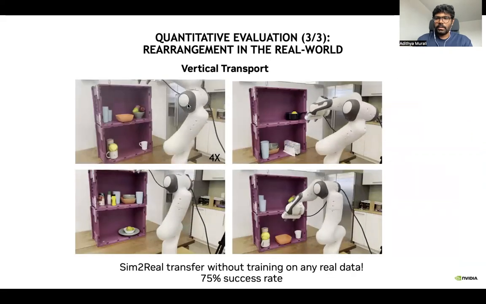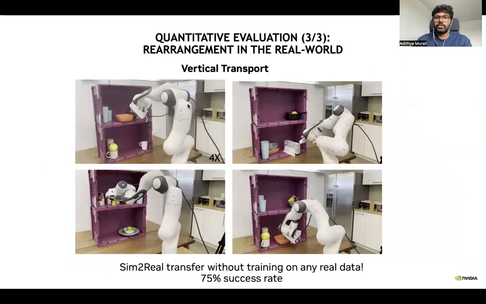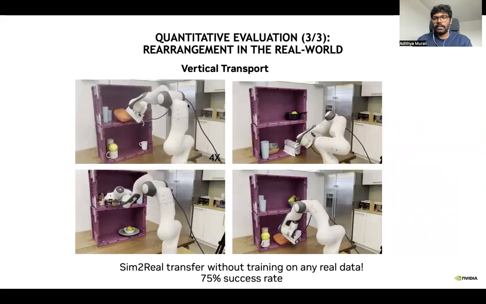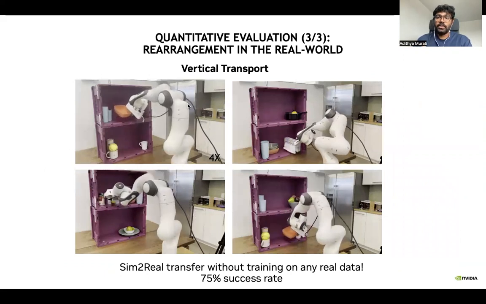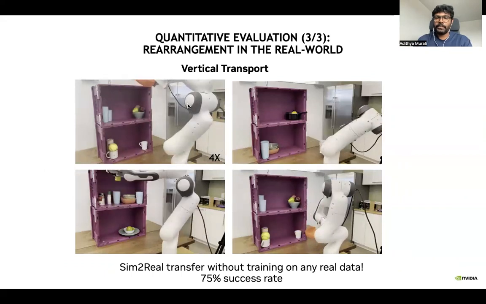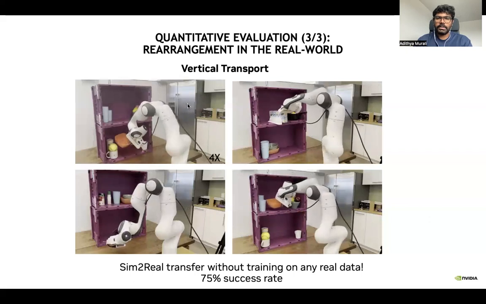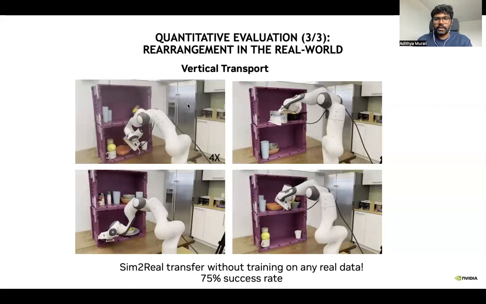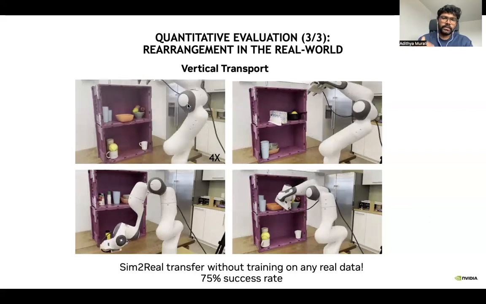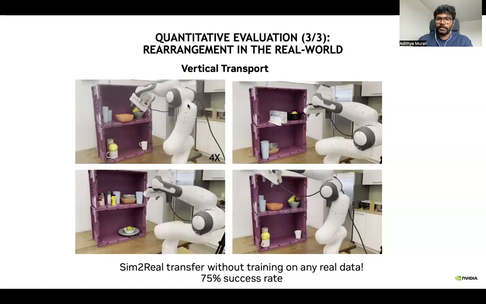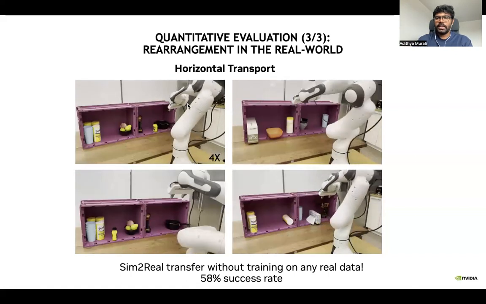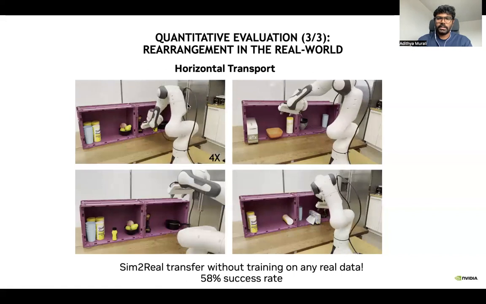And our CabiNet model achieves zero-shot sim-to-real transfer on the real robot, and this is without needing to train on any noisy point cloud real-world data. It generalizes to completely unseen objects and cluttered environments. And here the task is to rearrange objects when the shelf compartments are stacked vertically. Here the shelf compartments are stacked horizontally.